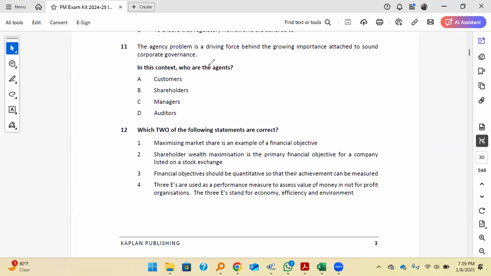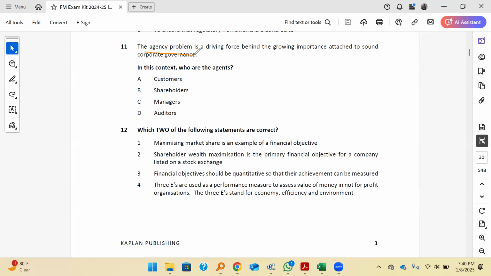This question looks at the agency problem. The agency problem is the situation which arises when directors, who are not the owners of the company, are ideally the agents of the shareholders. So the agency problem arises when the shareholders are interested in something different from what directors are interested in. The directors may start doing things that benefit them as opposed to the shareholders.